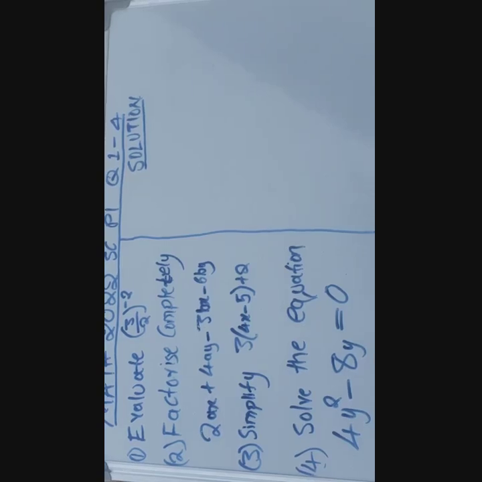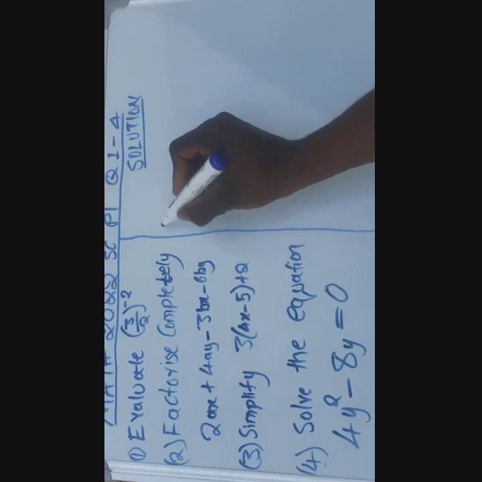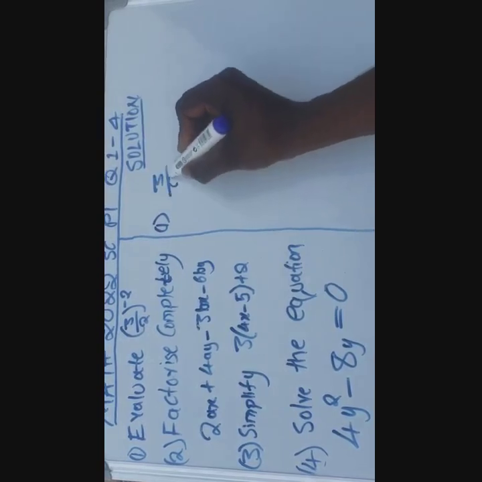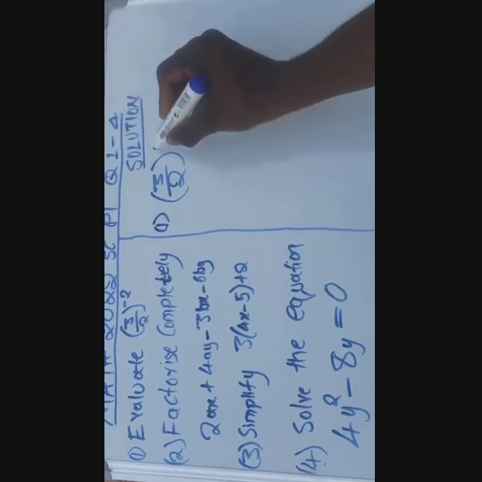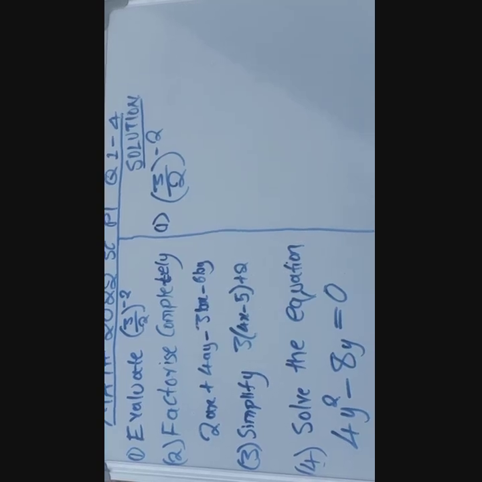In the first place, we have been given question 1, which states: evaluate 3 over 2 in brackets, raised to the power negative 2. Whenever you hear the word evaluate, like I said in my first videos, the word evaluate means find the value of. So in this case, since we've been told to evaluate this expression, it means we've been told to find the value of it.